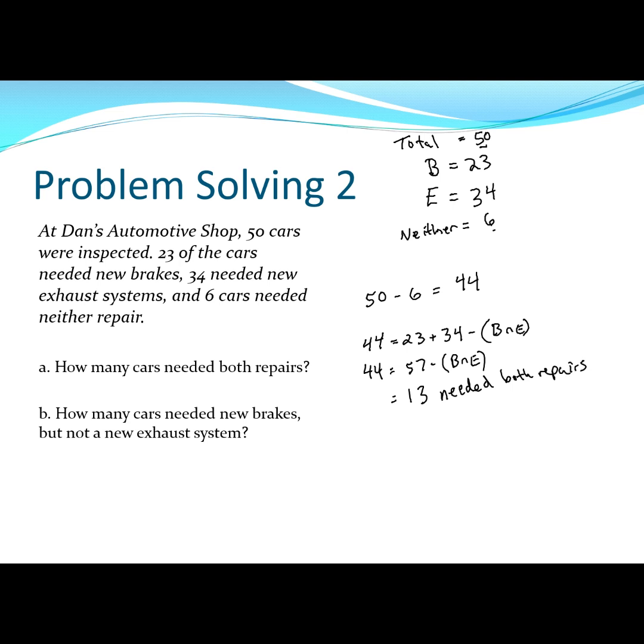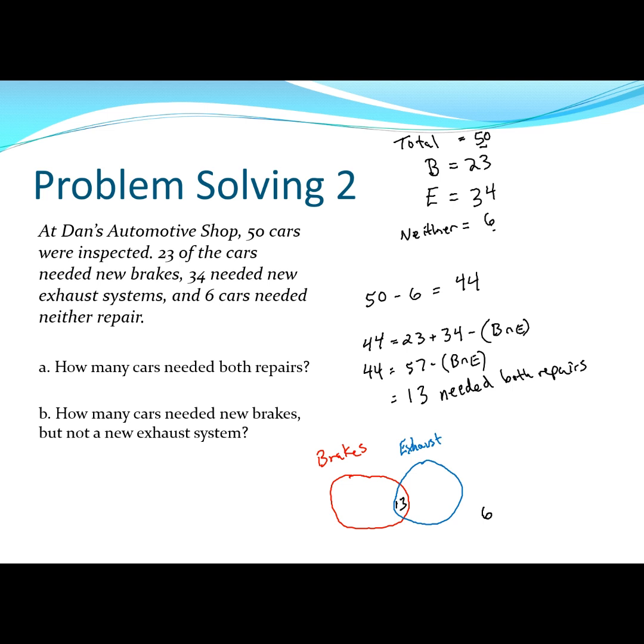All right, so we can go ahead and start working on our diagram here. Let's see, we need brakes. And then we need exhaust. And they're going to overlap. All right, and we know that 13 needed both. So we're going to put 13 right in the middle. We know that 6 needed neither, so they're going to be outside.